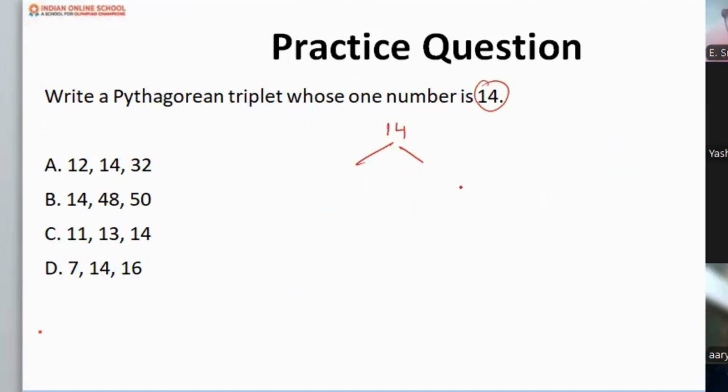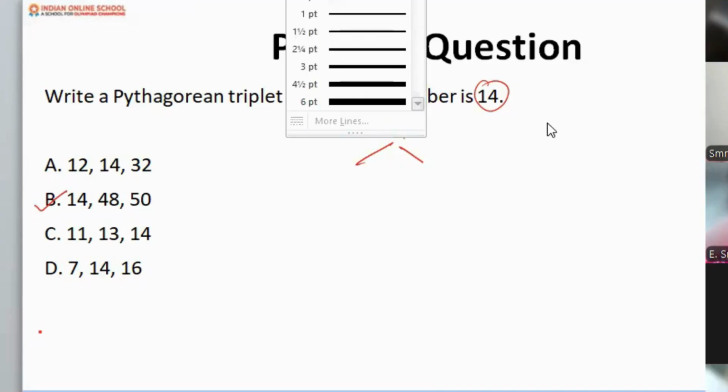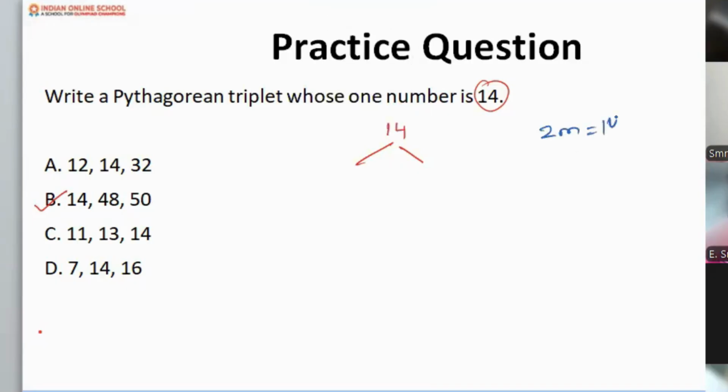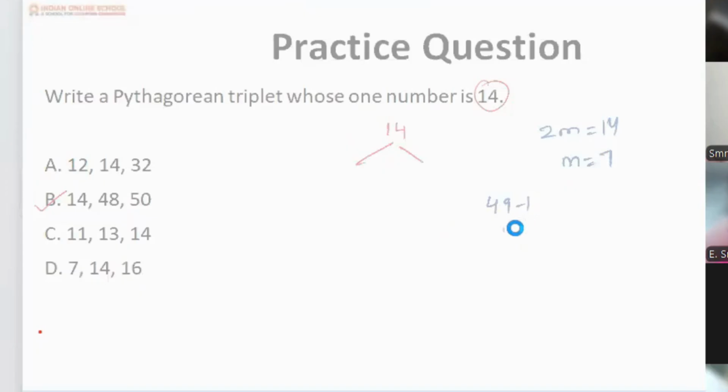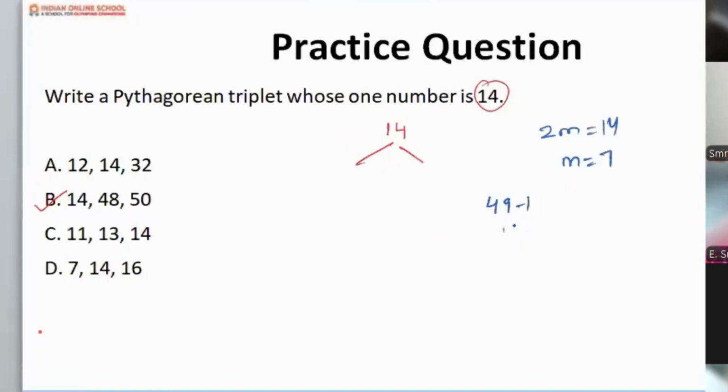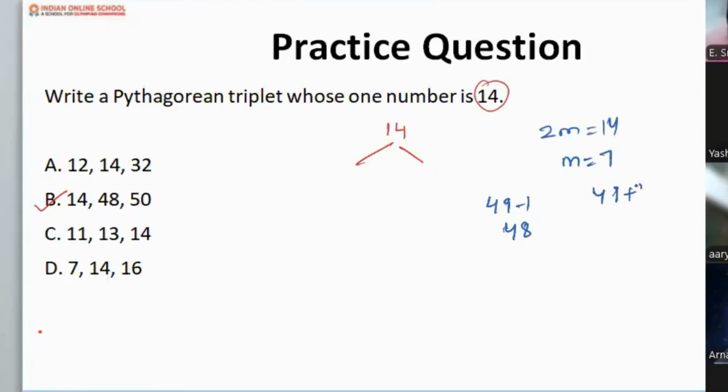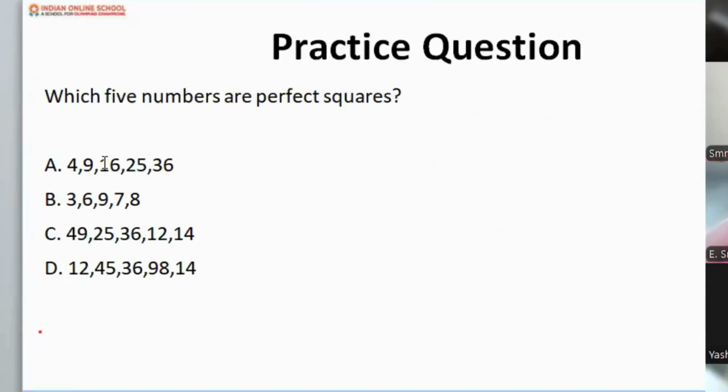Yes, tell me. Ma'am, option B. Okay, how? Ma'am, because when we take 14 plus 1 and minus 1, it doesn't give a perfect square, so we consider it as 2m. Correct. Then m equals 7, and 7 squared equals 49. Very good. 49 minus 1 is 48, and 49 plus 1 equals 50. Very nice. So we will be getting 14, 48 and 50. Correct? Yes, very nice. Next.